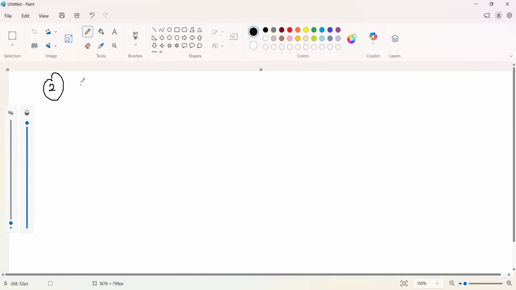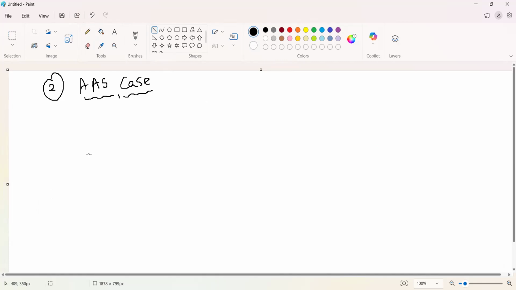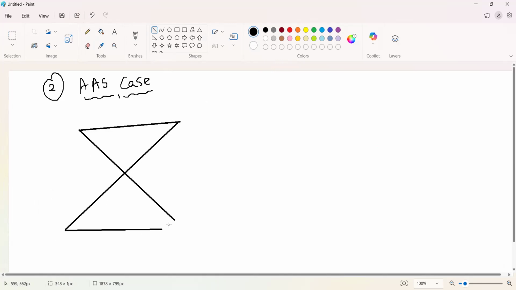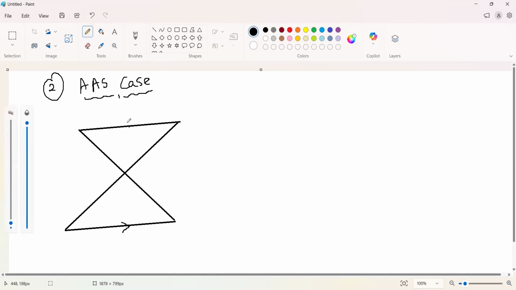And the second case, I'll explain these things quickly. What is the second case? Angle angle side, we call it the AAS case. You have to consider two angles and one side between them. They are having two angles and one side between them. If I consider this kind of two triangles with parallel lines, I label them A, B, C, D, E.